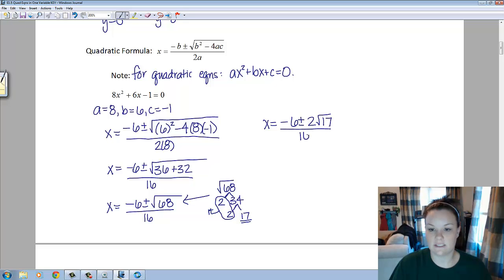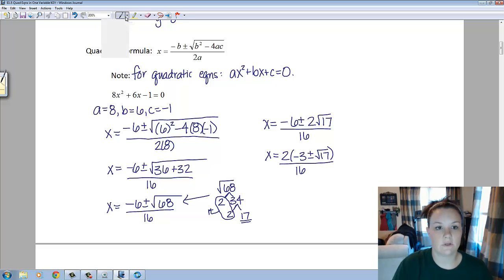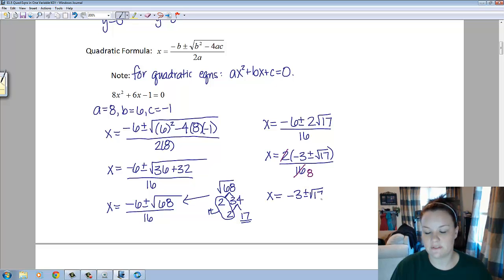And then because every single term is even, they're all divisible by 2. So I'm going to go ahead and factor out a 2, which leaves me with -3 plus or minus the square root of 17 all over 16, so that I can reduce that 2 and that 16. All right. 2 goes into 16 8 times. So my final answer is x is equal to -3 plus or minus the square root of 17 all over 8.